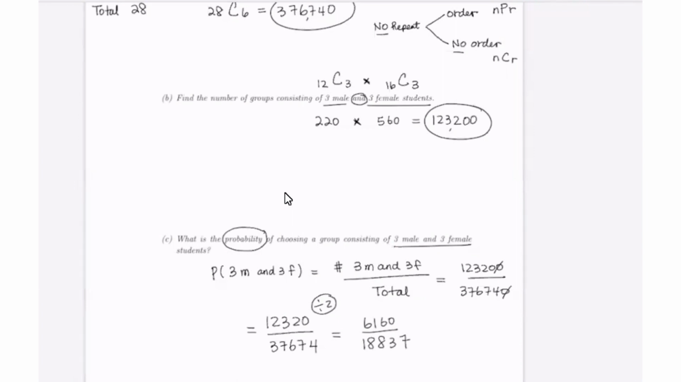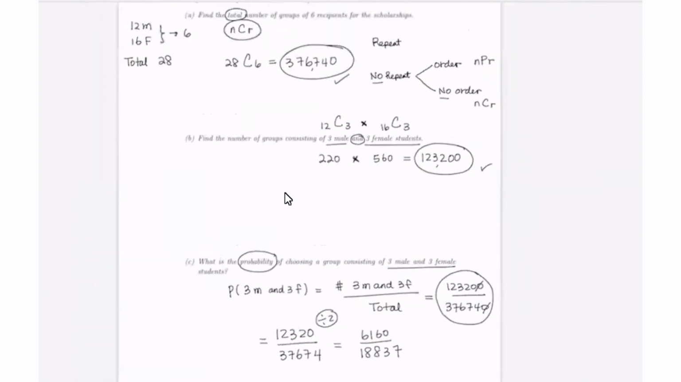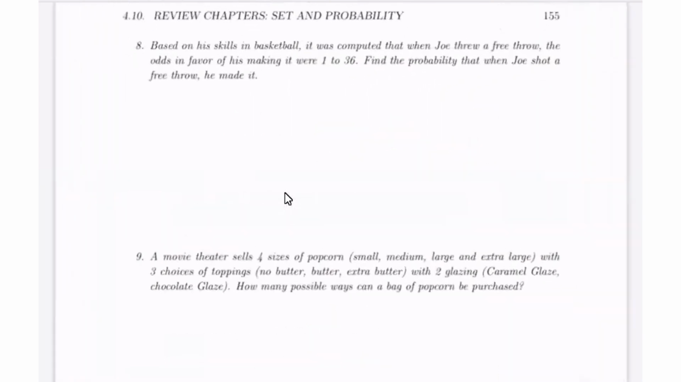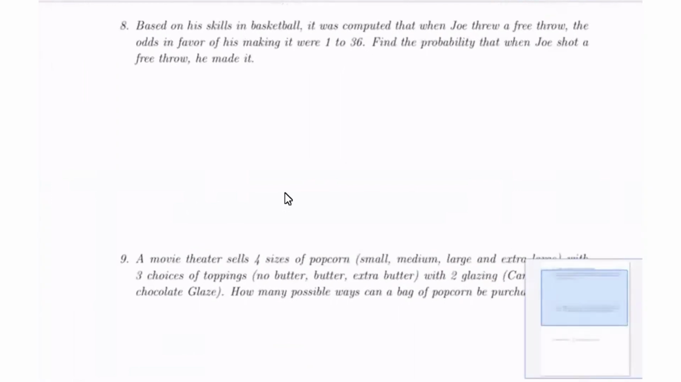Reduce the fraction. But the important part is this, the A and the B. That's the important part. Okay. Do we understand this? So this whole page is all about combination and probability. Let's move to the next one. There are a lot of questions here.